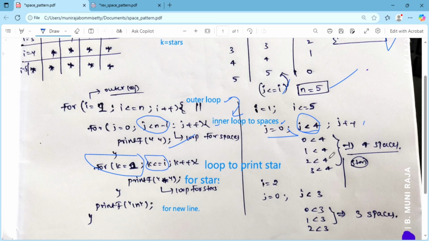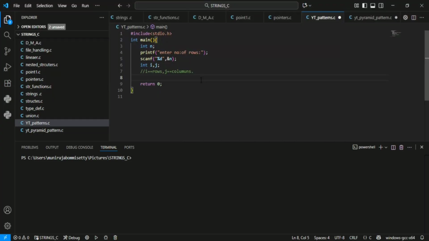If i is 2, then 1 is less than or equal to 2, 2 is less than or equal to 2. From here you get a total of 2 stars. So this is the basic logic of how to print this star pattern. This is the basic syntax in the C programming language, where this is the main function.